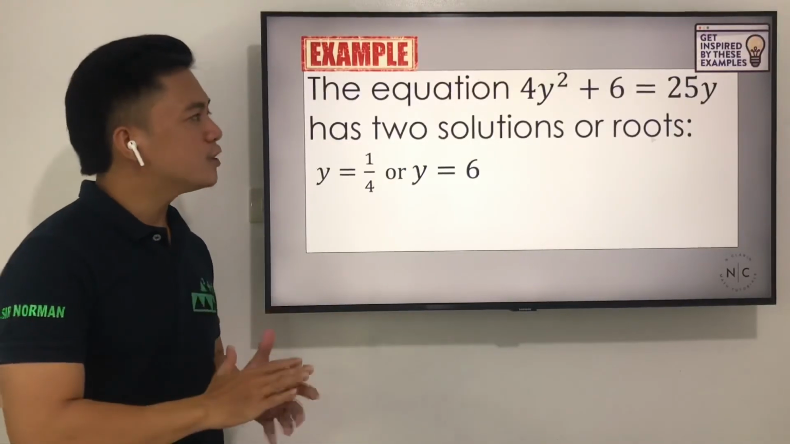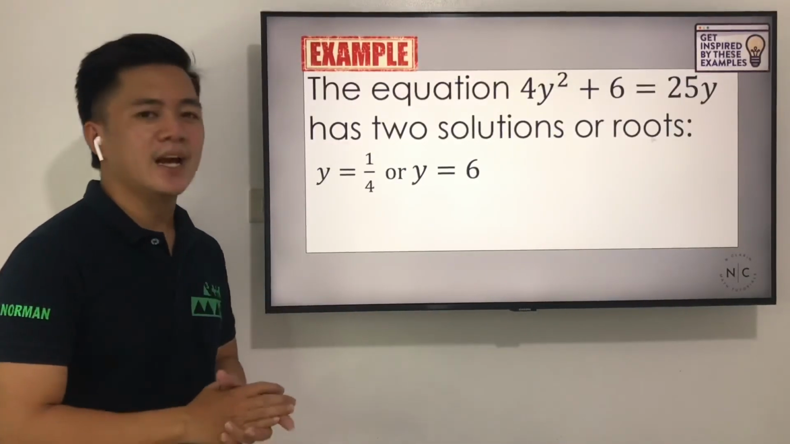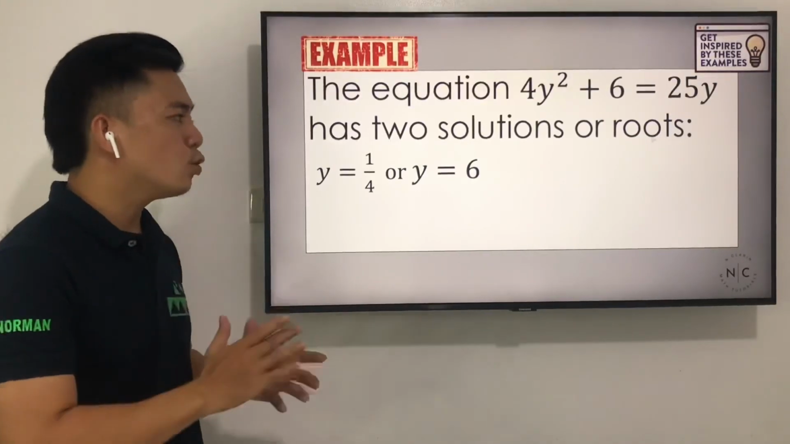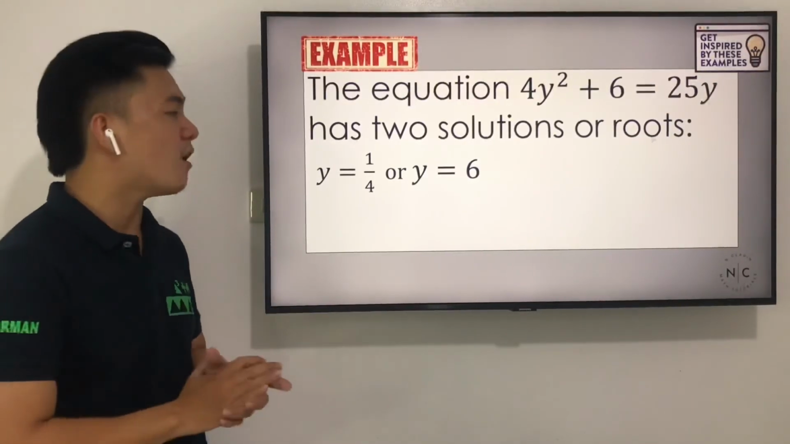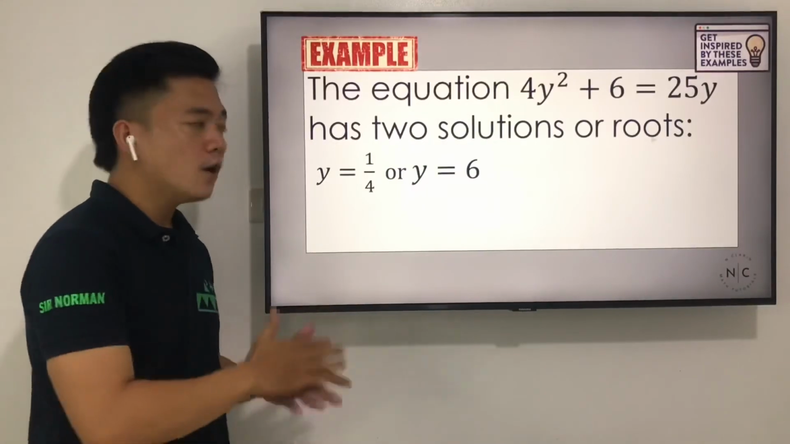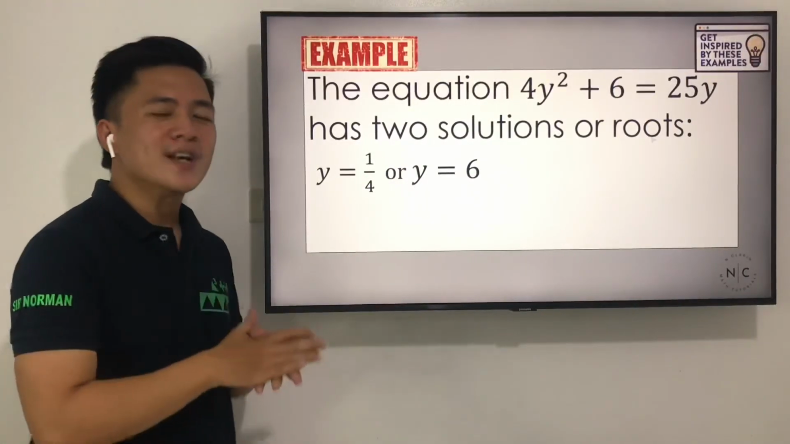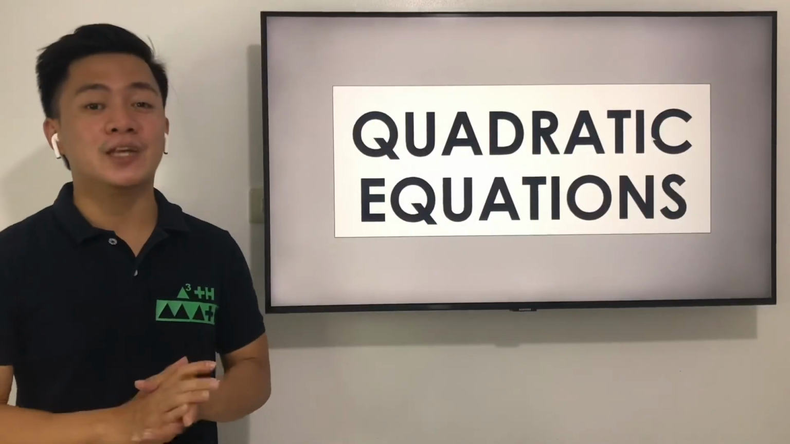Therefore, the equation 4y squared plus 6 is equal to 25y has two solutions or roots, and these are y is equal to 1/4 or y is equal to 6. That ends our video lesson.